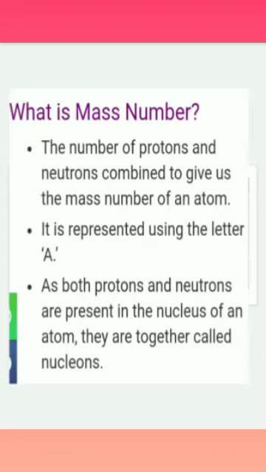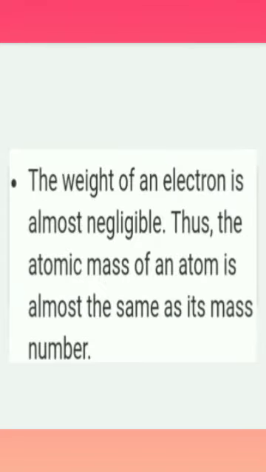Both protons and neutrons are present in the nucleus of an atom. They are together called nucleons. The weight of the electron is almost negligible. The mass of the electron is very small compared to the proton and neutron, so it is negligible.